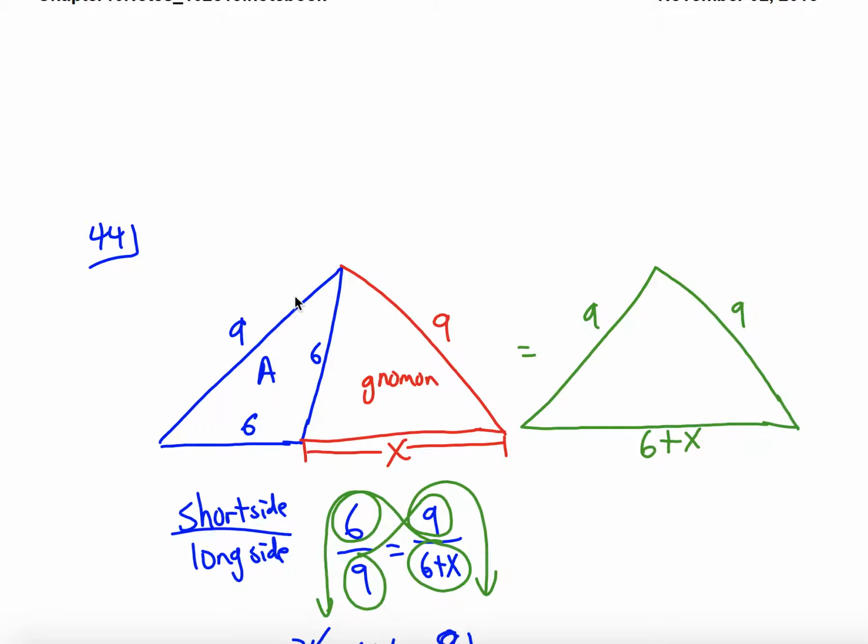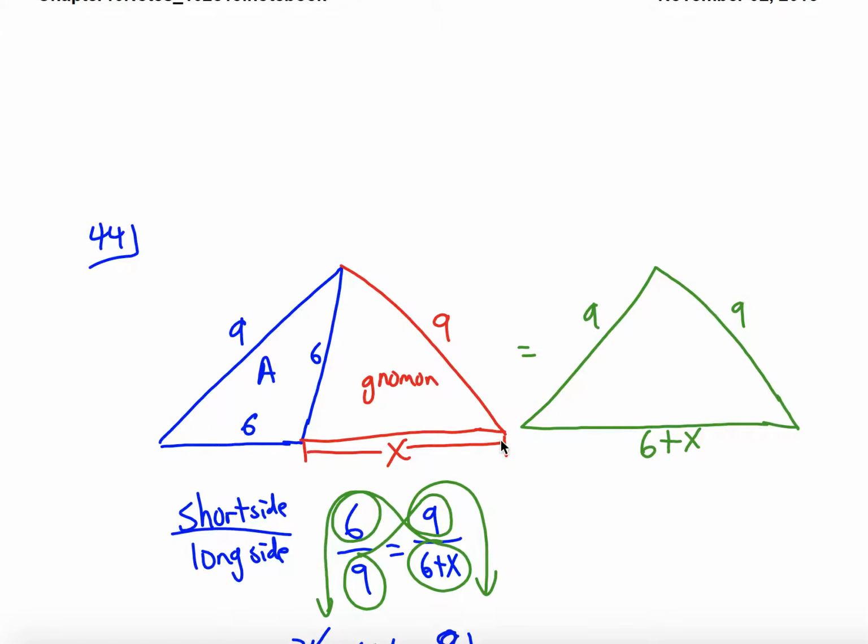So if we think of it as this side was 9, and let's say we added on this gnomon and this side was also 9, and this side is x, we now get this new triangle. We're going to think of these all together as 9, 9. And this length here is the original 6 plus the new x. So it's 6 plus x.